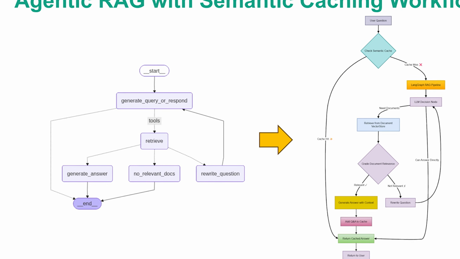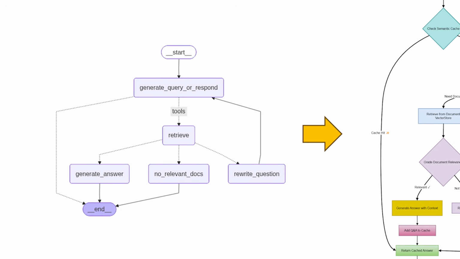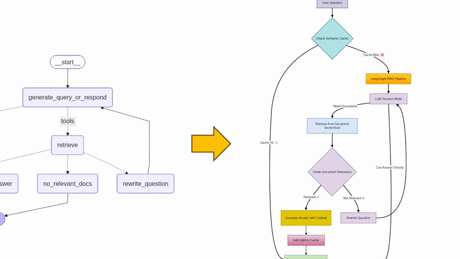Here's what the architecture looks like. On the left, you have got the raw LangGraph workflow for the RAG agent. On the right, same thing, but with the caching layer added.